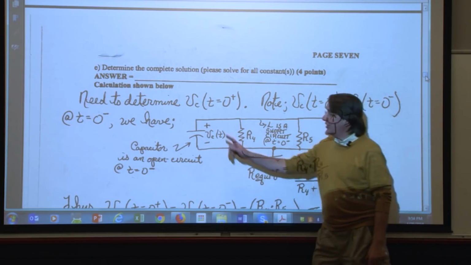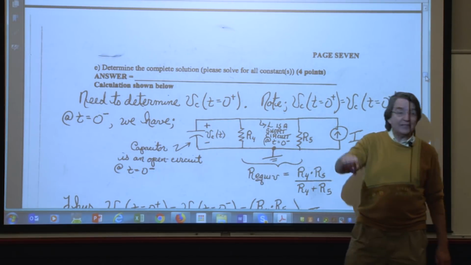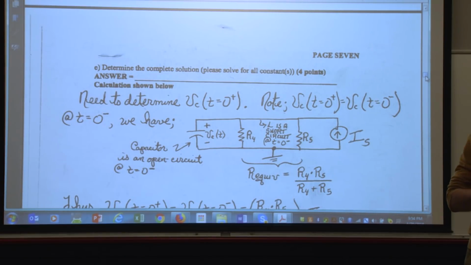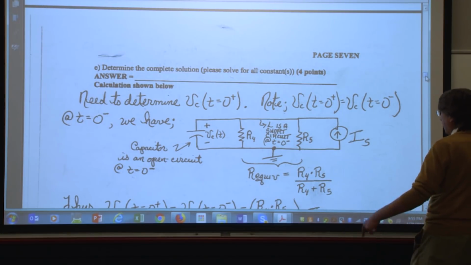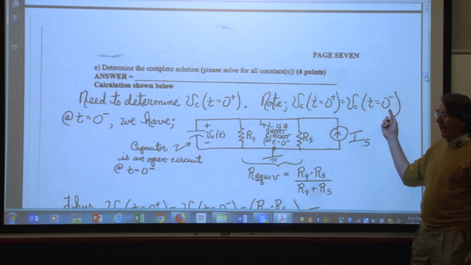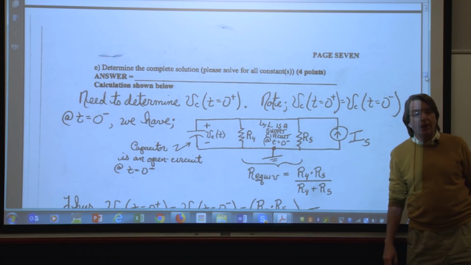Now, since this is the voltage across the capacitor, so Michael, since it's a voltage across the capacitor, it doesn't change instantly. So that means the voltage across the capacitor at t equals 0 plus is the voltage across the capacitor at t equals 0 minus.